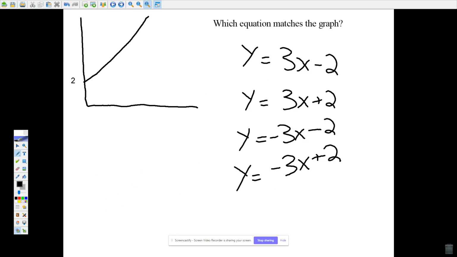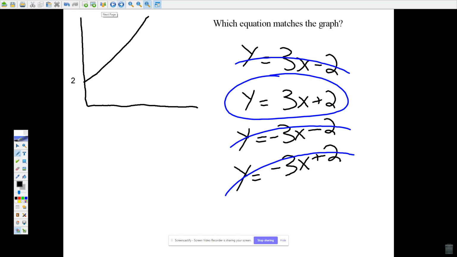Now, if you could pause right now and try this one again. The answer is y equals 3x plus 2. Once again, through the process of elimination, 2 is the y-intercept where the graph crosses the y-axis, and it has a positive slope, so this line is rising.